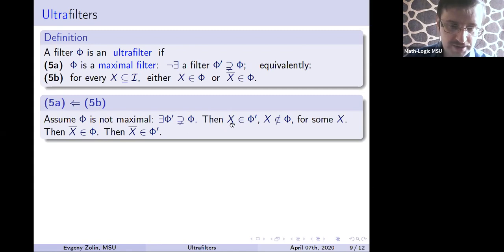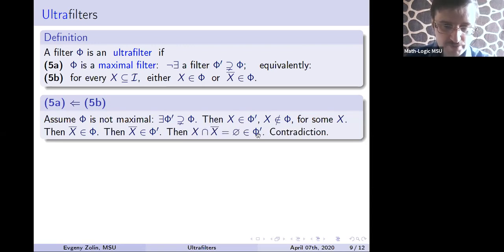So we obtain that both X and its complement are in phi prime. But then the intersection, which is empty, is an element of phi prime. So phi prime is not a filter. It turns out that phi prime is not a filter. So we assume that we have some filter bigger than phi and obtain the contradiction that phi prime cannot be a filter. So this implication is proved.